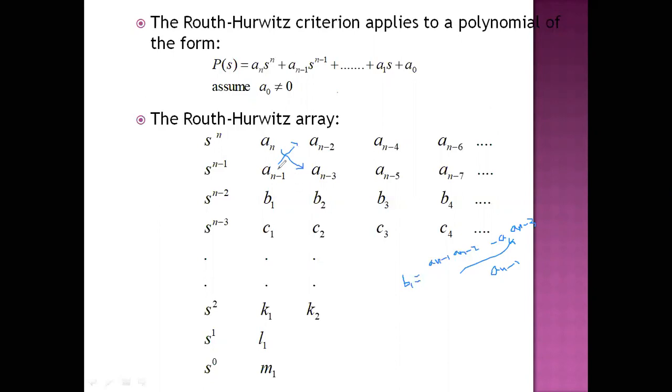Likewise, B2 can be obtained as an minus 1 into an minus 4 minus an into an minus 5, divided by an minus 1. In the same fashion, you can find the remaining elements in the third row. Then to find C1, take the previous two rows' elements: B1 into an minus 3 minus an minus 1 into B2, divided by B1. In this fashion, you can fill up all the elements in the Routh array.